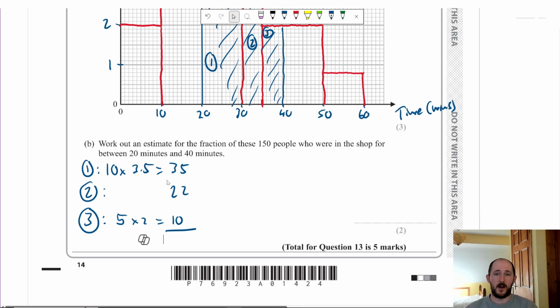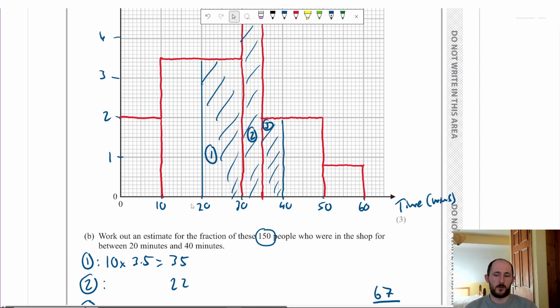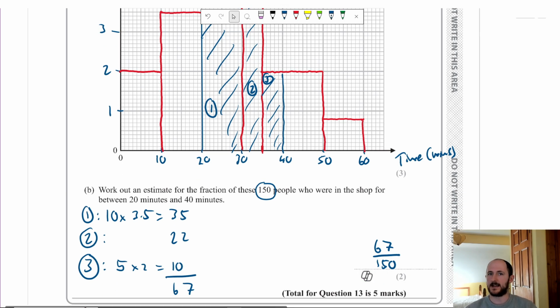Well, don't forget we have to do a fraction, but add them up. 35 plus 22 is 57, plus 10 is 67. So our fraction is 67 out of the total number of people, which is 150. There we go, that's the fraction of these people. If they said what's the probability that they took between 20 and 40 minutes, our answer would actually be the exact same. So that's just a fun fact for you.